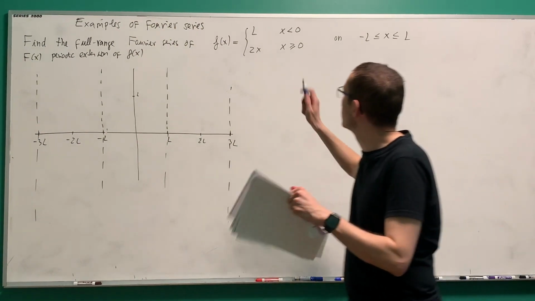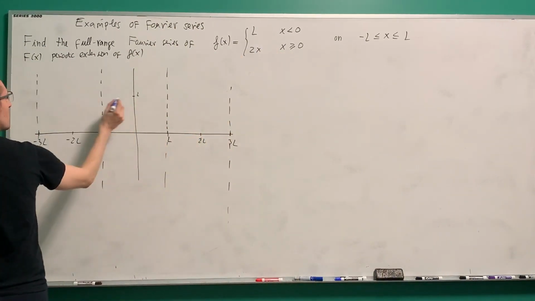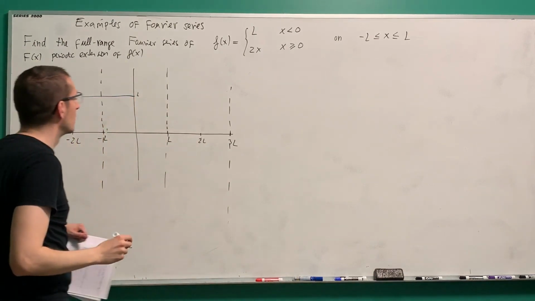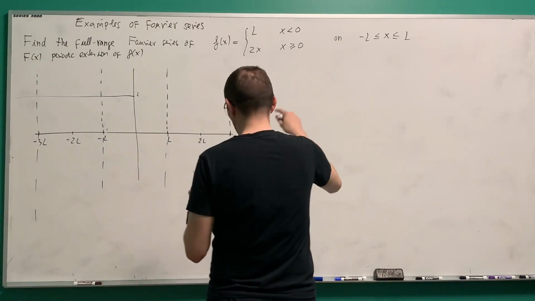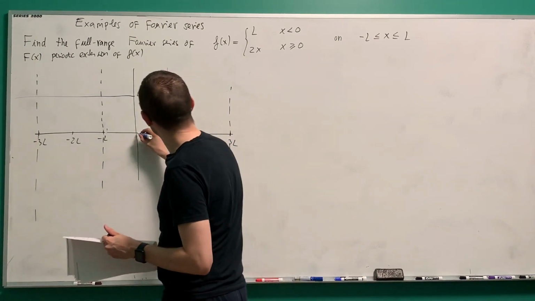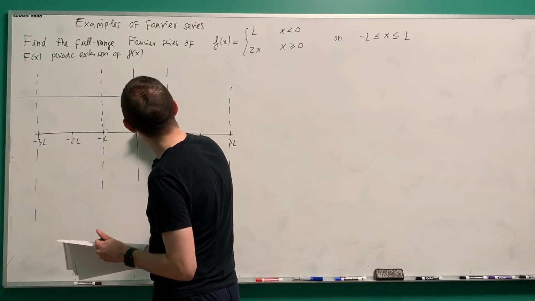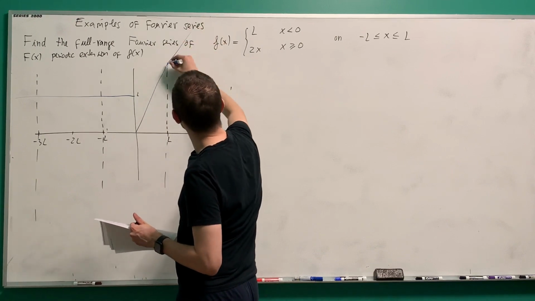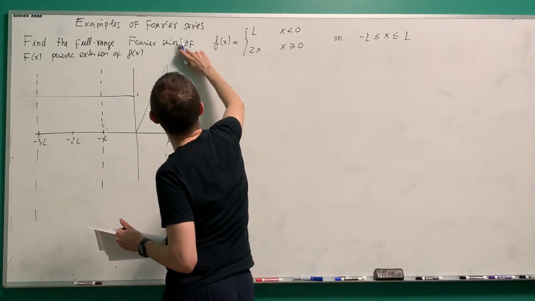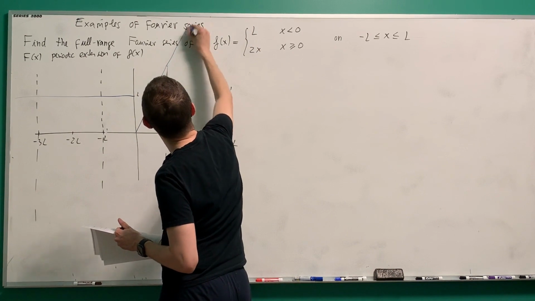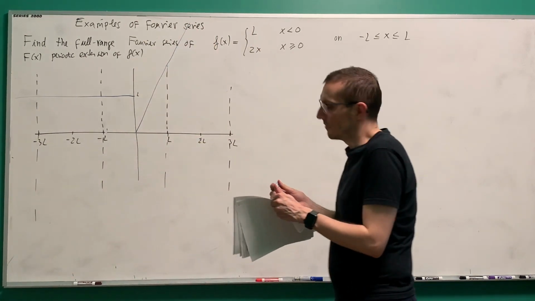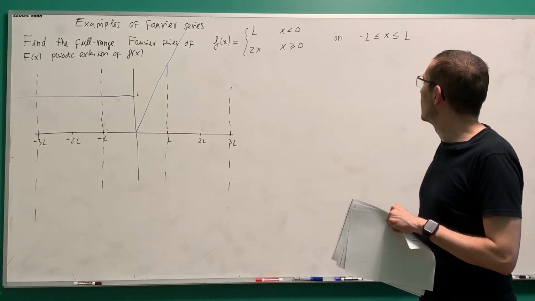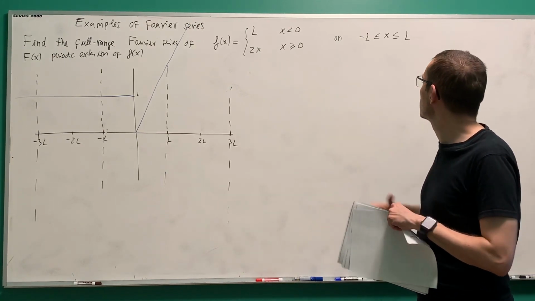The function for the negatives is L, so a constant like that, that would be the function. And for the positives it is 2x, so it starts like that and goes to 2L, like that. That's the function for the positives, and it would go all the way up. This is not curving, right? It's just a straight line all the way up. That's the function, and it's there on the whole real line, but we don't want that. We want the full range Fourier series in this interval.